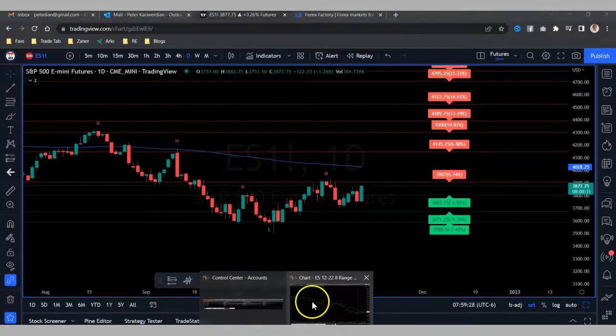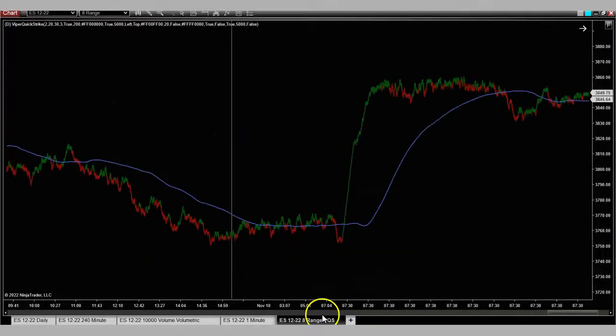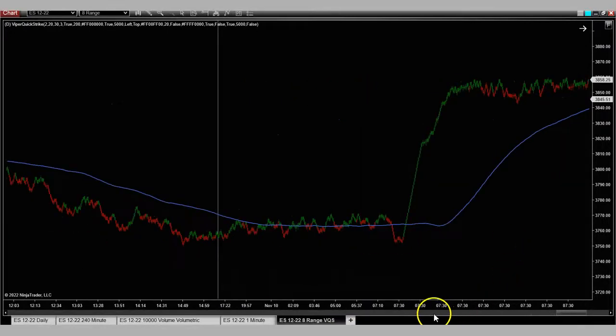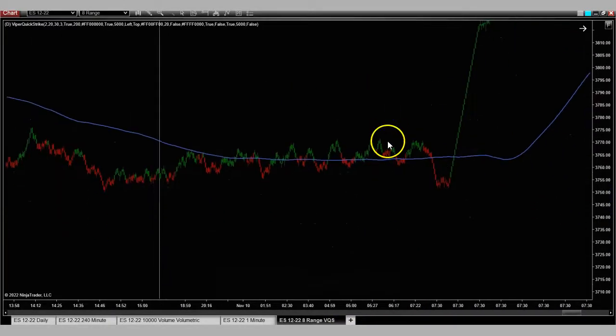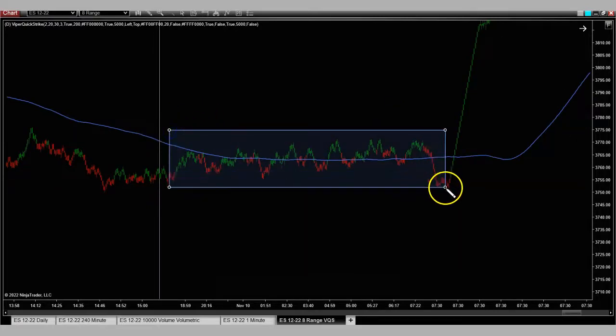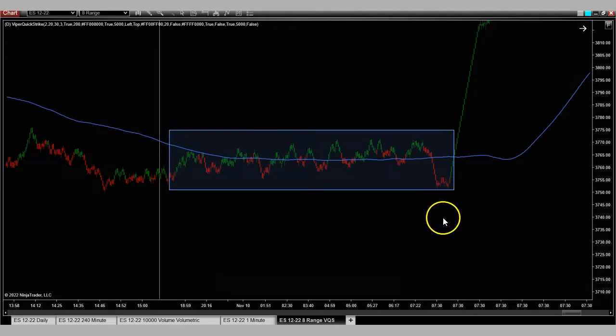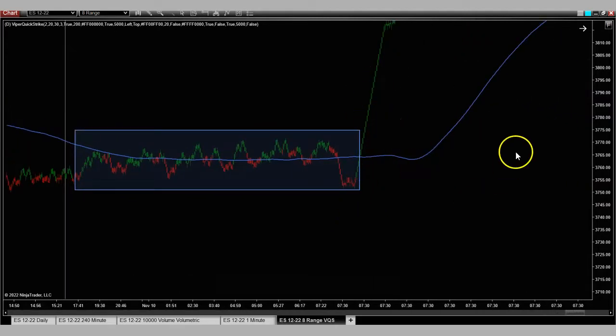If we look here in the micro view of things, in Europe session, Asian session, this is all we did. Let's zoom in. We were in this kind of range here, right? This box. And right here, lo and behold, 7:30, CPI comes out, and boom.